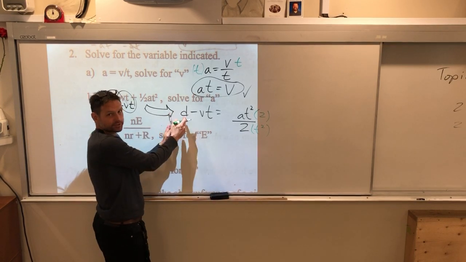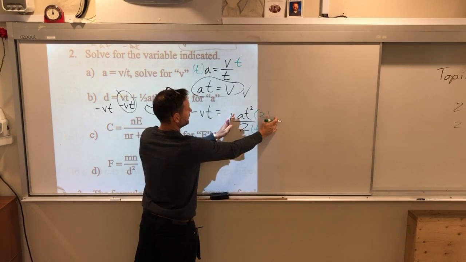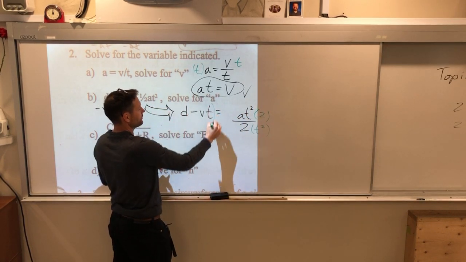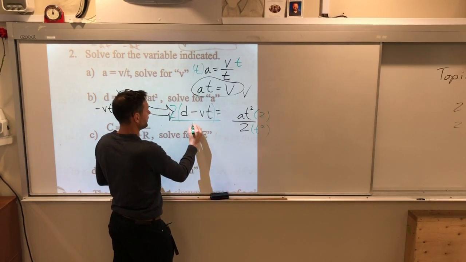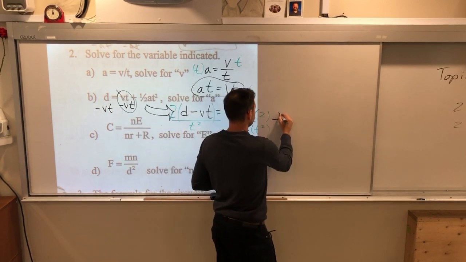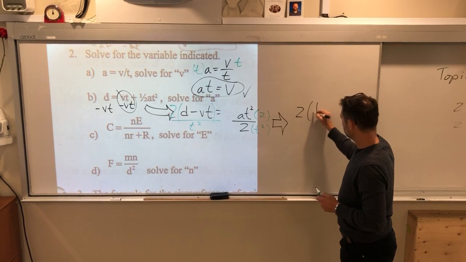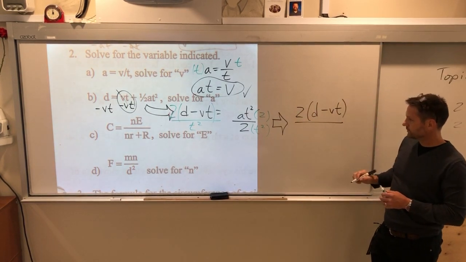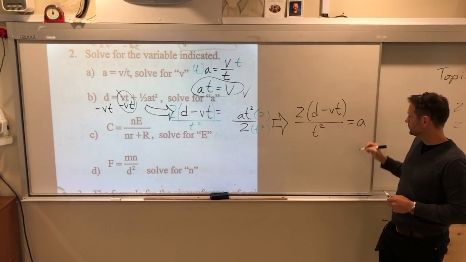I can't do it to just one term. So if I'm going to multiply this whole side of the equation by 2, I have to multiply this whole side of the equation by 2 as well. So I put my 2 here and divide everything by T squared. And then what I'm going to end up with here is 2 times D minus VT, just write everything out as it is, and that's equal to A.